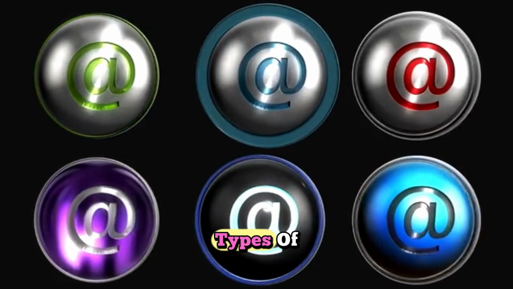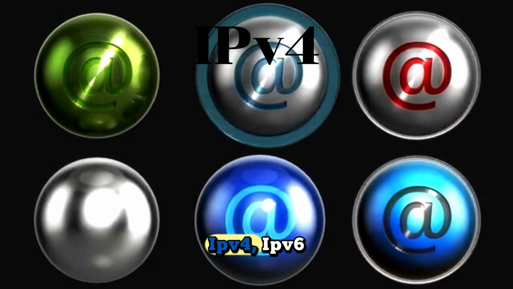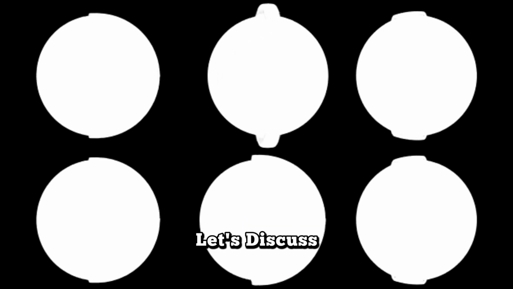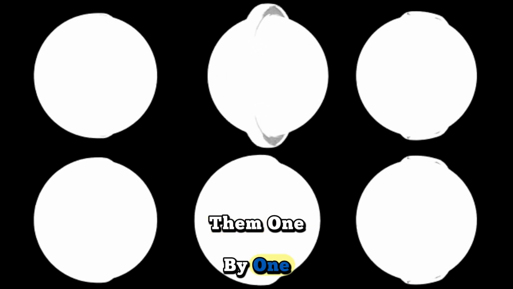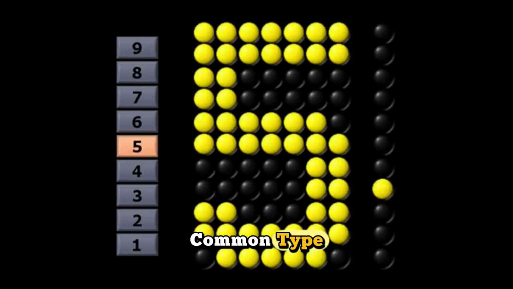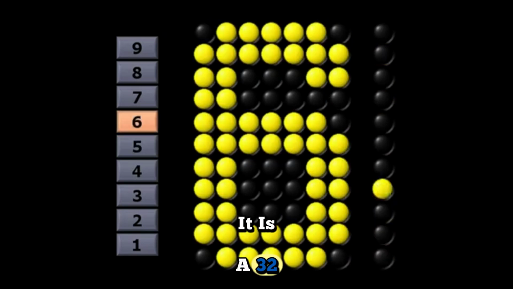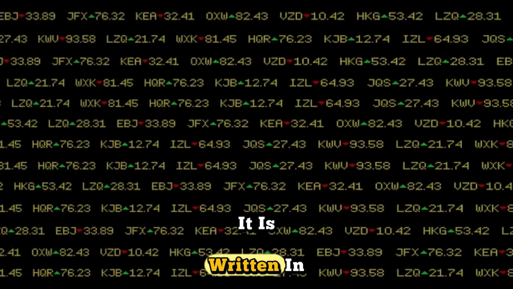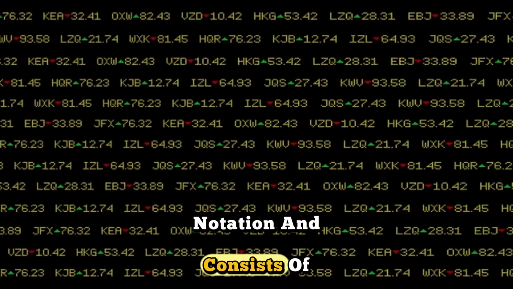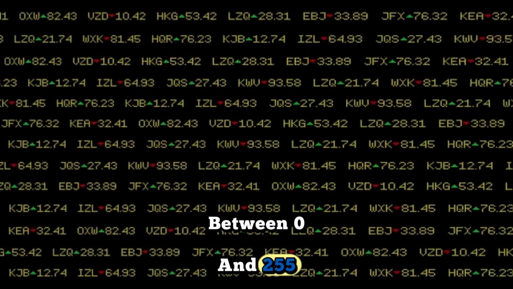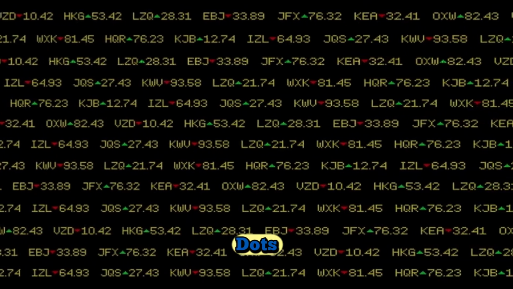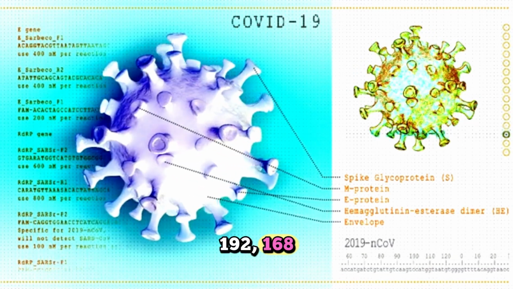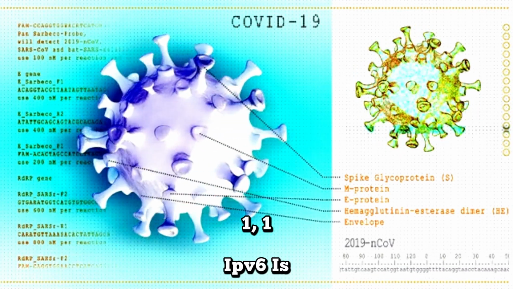There are mainly four types of IP address: IPv4, IPv6, MAC address, and IPI. Let's discuss them one by one. IPv4 is the most common type of IP address. It is a 32-bit address which is unique to each device on a network. It is written in dot decimal notation and consists of four numbers between 0 and 255 separated by dots. For example, 192.168.1.1.